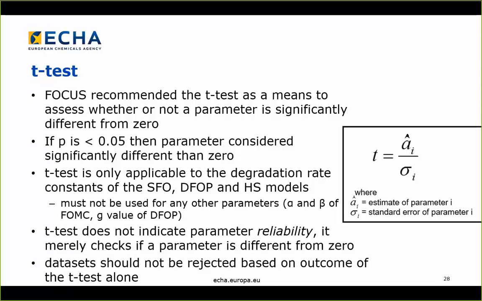And it's important to stress that the t-test does not indicate parameter reliability. It merely checks if the parameter is different from zero. Okay? So don't think that a passed t-test means that your parameter is reliable. It just means that it's different from zero. It just means that the level of uncertainty is low.